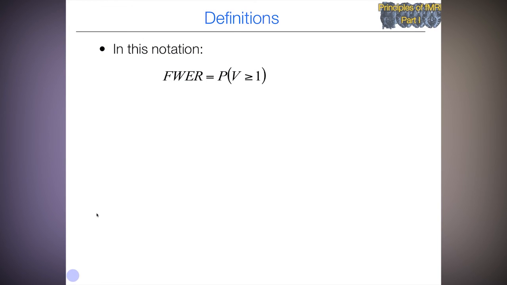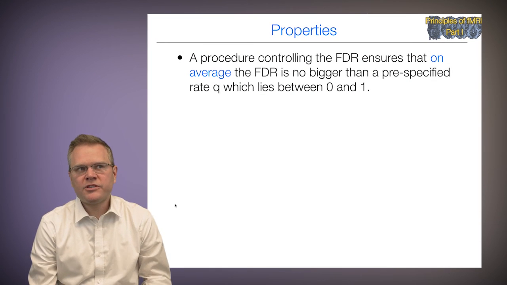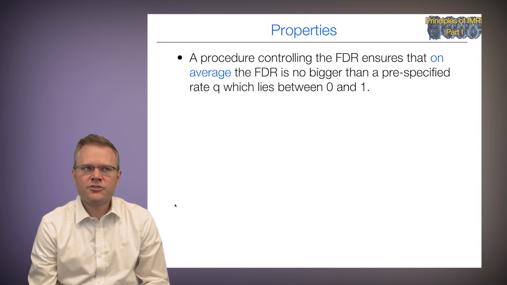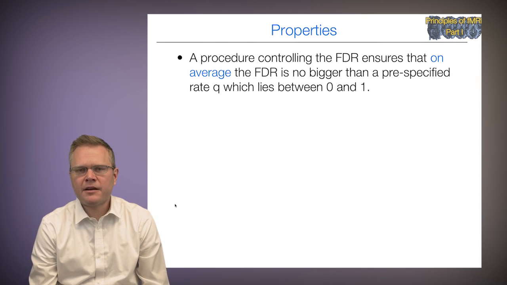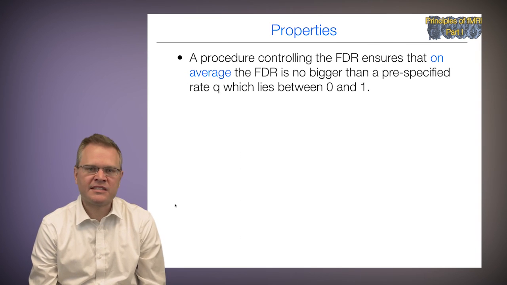That's the basis behind FDR. In this notation, the family-wise error rate is simply the probability that V is greater than or equal to 1. That means that we have one or more false positives, because V is the number of false positives. The false discovery rate is defined to be 0 if R is equal to 0. If we didn't declare any voxels active, then we can't have any false positives, and so this is not a problem. A procedure controlling the FDR ensures that on average, the FDR is no bigger than some pre-specified rate Q, which usually lies between 0 and 1. Let's say 0.05.